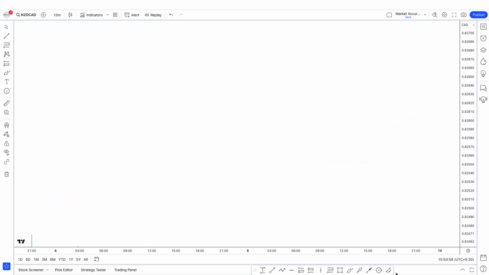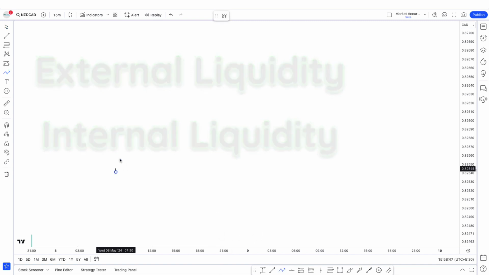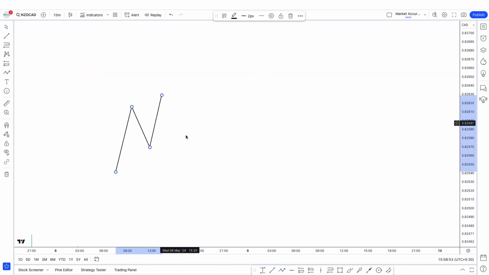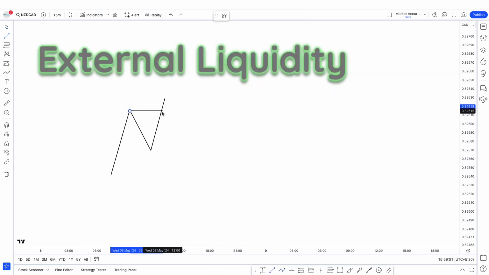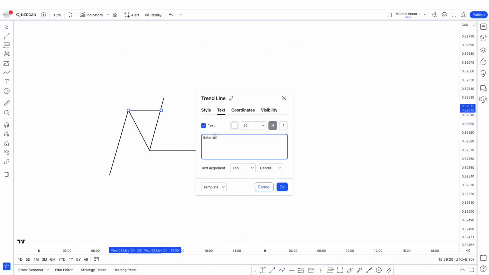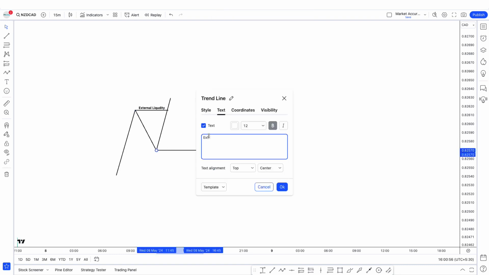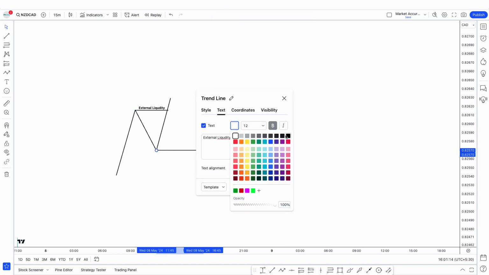Before we start, we will have to talk about external liquidity and internal liquidity. Let me draw this out. Any high or low is considered to be an external liquidity. This right here is going to be external liquidity. Okay, and this right here is also external liquidity.